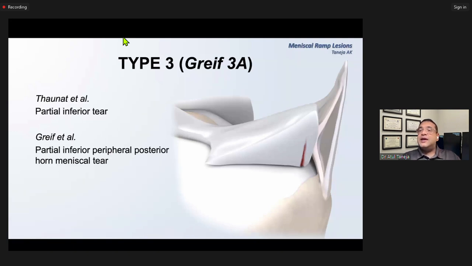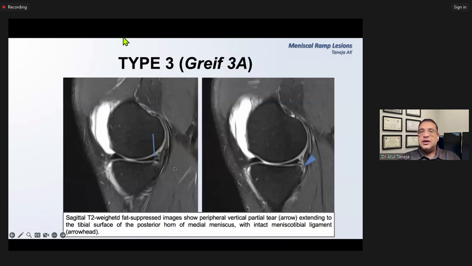Type 3A. So 3A will be a partial inferior tear, and Griffith has expanded to partial inferior peripheral tear of the posterior horn of medial meniscus. All right. So 3A. So we have a tear of the meniscal substance involving the inferior articular surface. We can see that on the sagittal in this image. As I go more medial, I can see beautifully the meniscotibial ligament here normally attaching. So this is a 3A.